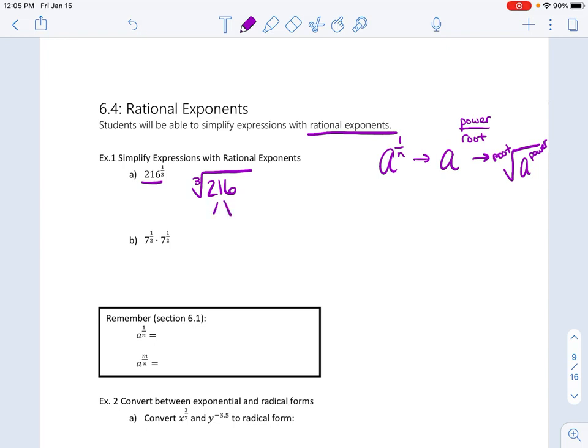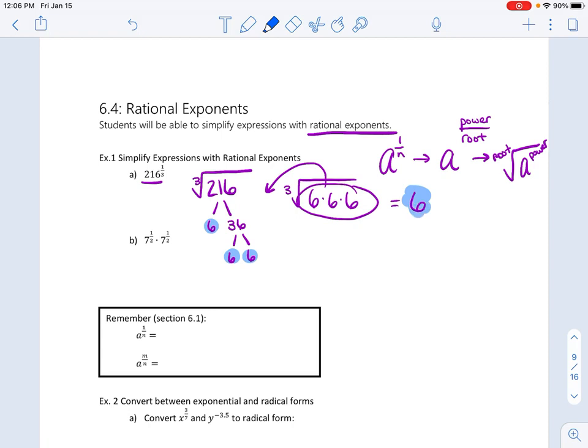We need to check to see if we have any groups of 3 that we can pull out. So you'll notice 216 is reducible by 6 and 36. 36 is prime 6 and 6. So we have the cubed root of 6 times 6 times 6. Notice that is one group of 3. So this cubed root of 216 is actually a perfect cube. And we have our simplification is just 6. Okay?